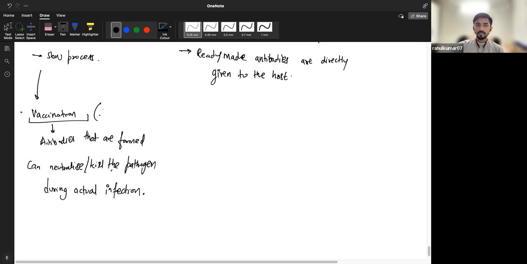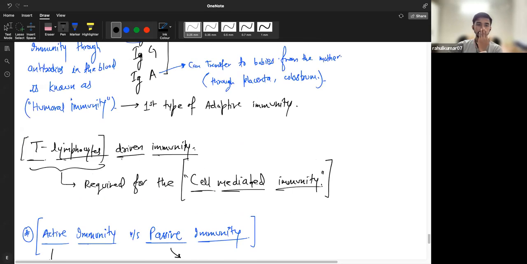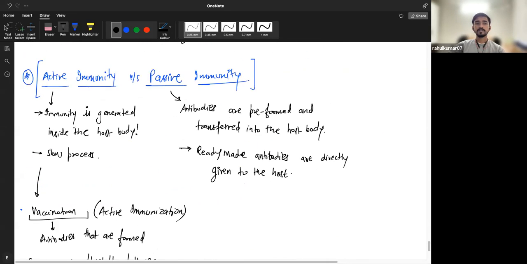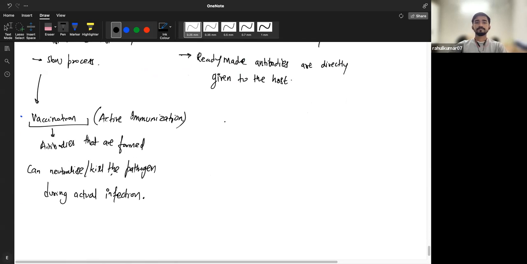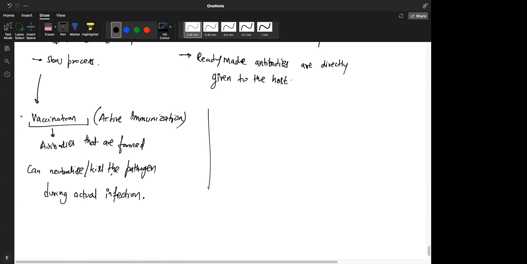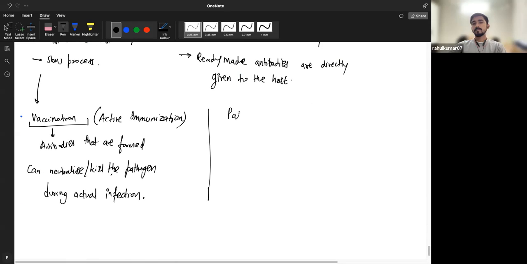So vaccination is also called active immunization because it provides active immunity. Is it clear? Yes, sir. The second thing is passive immunization.